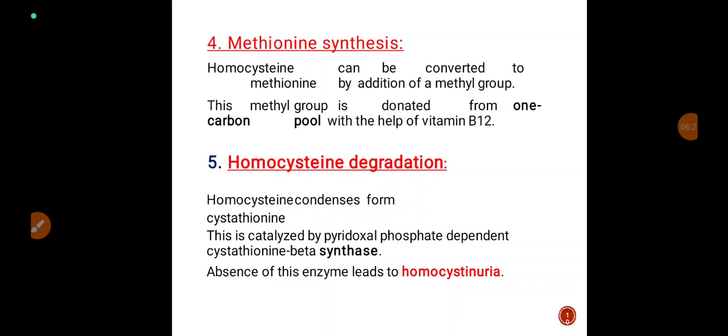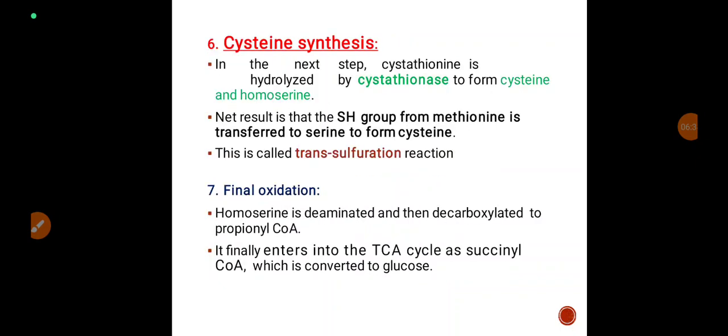Homocysteine condenses with the serine to form cystathionine by the enzyme pyridoxal phosphate dependent cystathionine beta synthase. Absence of this enzyme leads to homocystinuria. In the next step, cystathionine is hydrolyzed by cystathionase enzyme to form cysteine and homoserine. Net result is the sulfhydryl group from methionine is transferred to serine to form cysteine. This is called transsulfuration reaction.